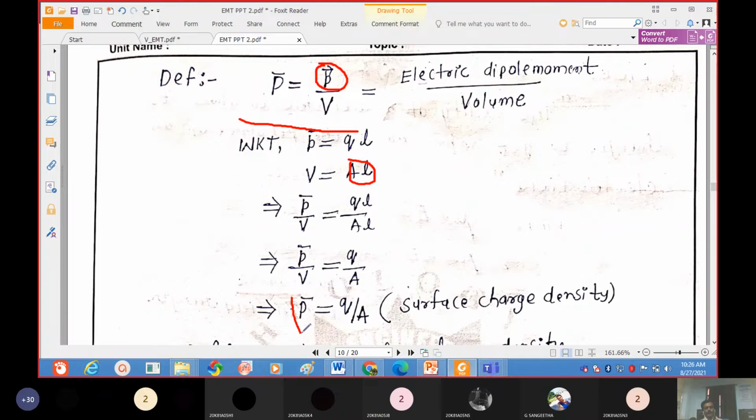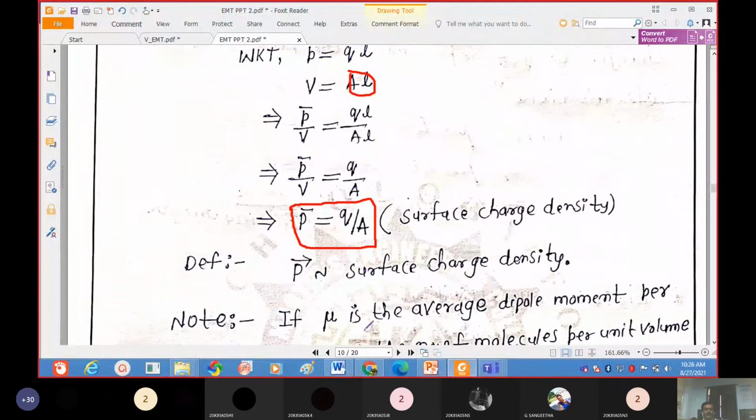Here P bar is the polarization. So polarization is equal to the surface charge density. Already we know that Q by A means surface charge density. That means polarization is numerically equal to the surface charge density. P bar is equal to Q by A.